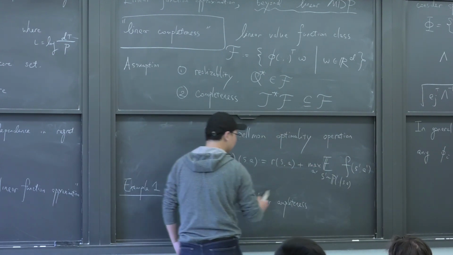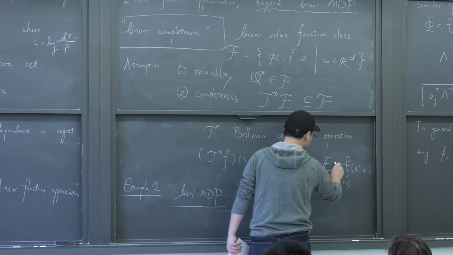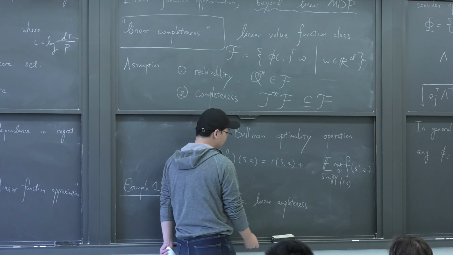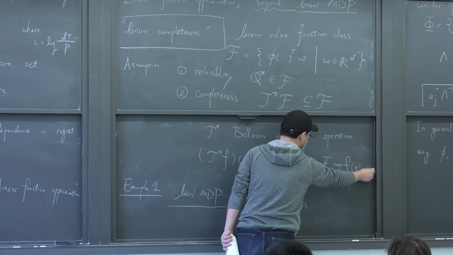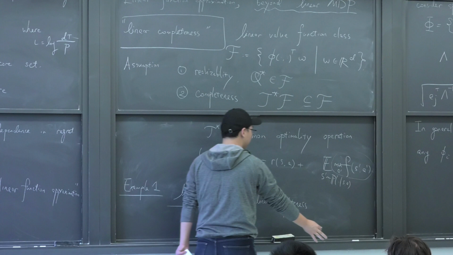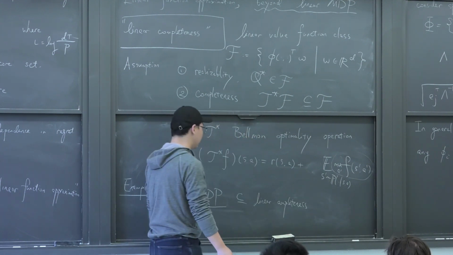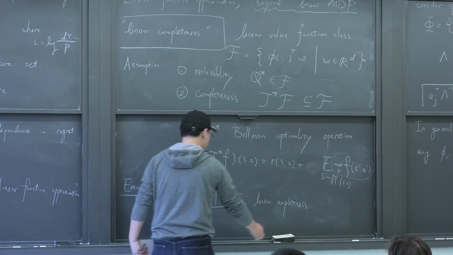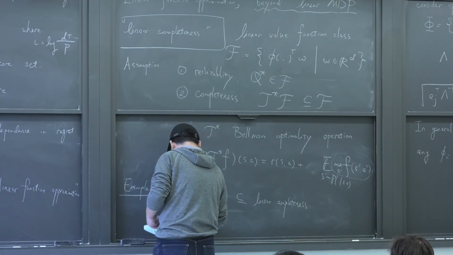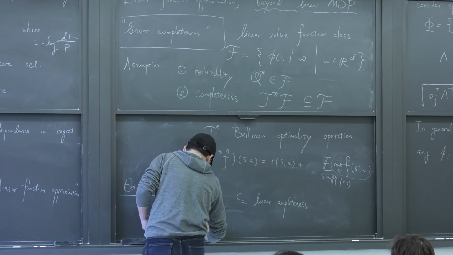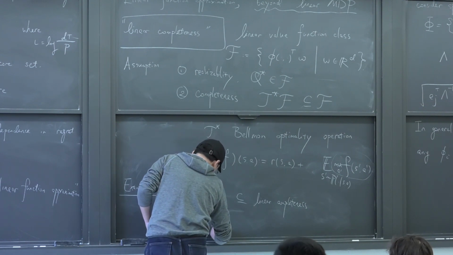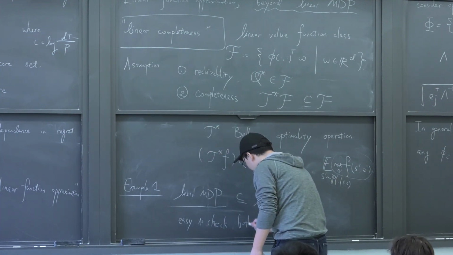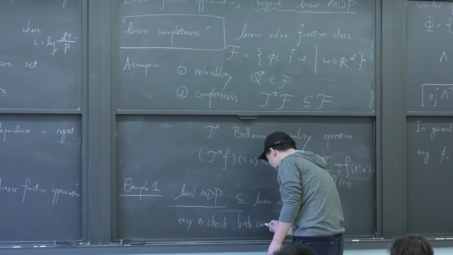Sorry, I think I got it wrong. This is max inside, max over a prime. Okay, this is the Bellman operator. Because the transition is linear, whatever this is, I don't care. As long as I apply the transition, it becomes linear, and this is linear, so it remains linear. So it's easy to check that both conditions in the assumption hold.